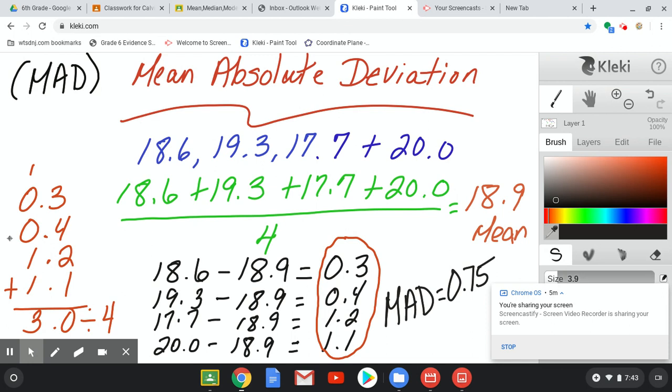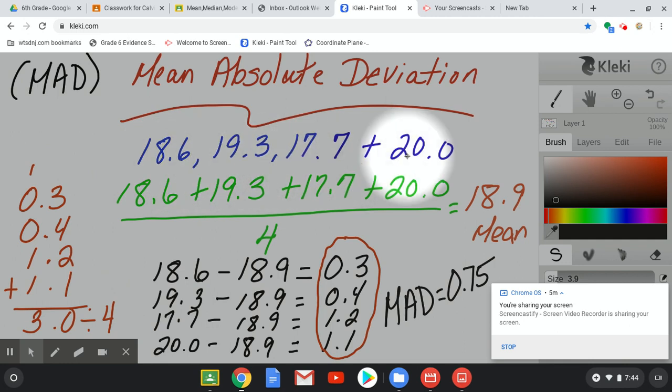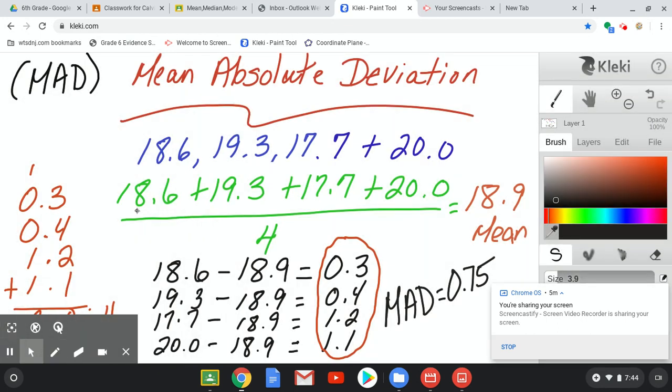Okay, so just to recap, we find the mean of our data set, add up all the numbers, divide by how many numbers there are. Then we take that mean and we subtract it from each of these numbers, which is what we did here. Then we take the mean of our new data set. So add these numbers up, divide by 4 because there are 4 numbers, and that gives us our mean absolute deviation, which is 0.75. So basically that's telling us how spread out our values are. Our values are spread out by approximately 75 hundredths.